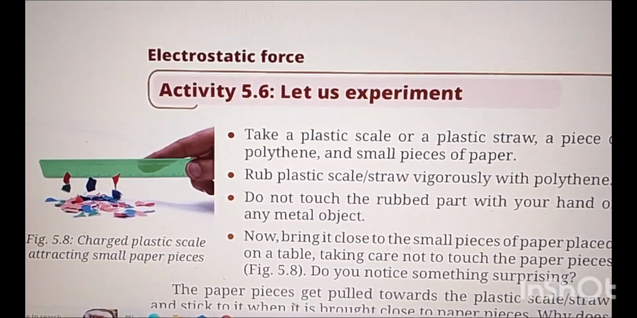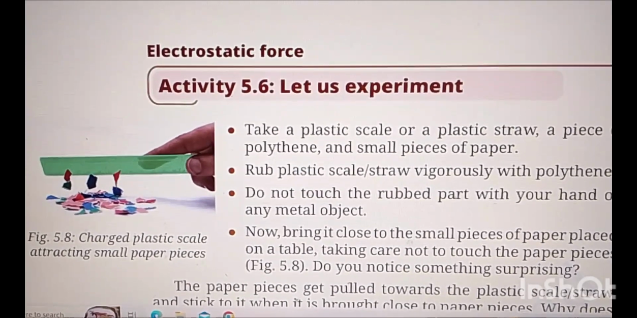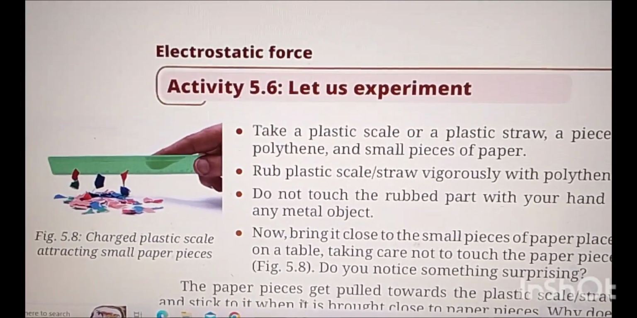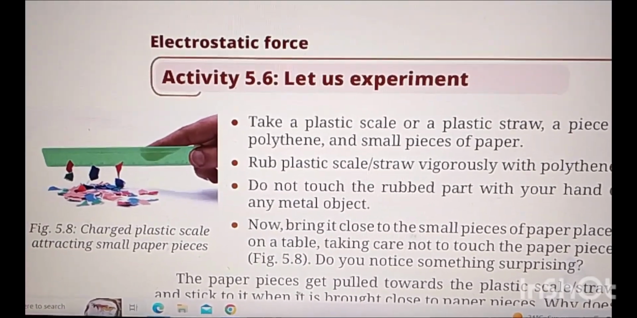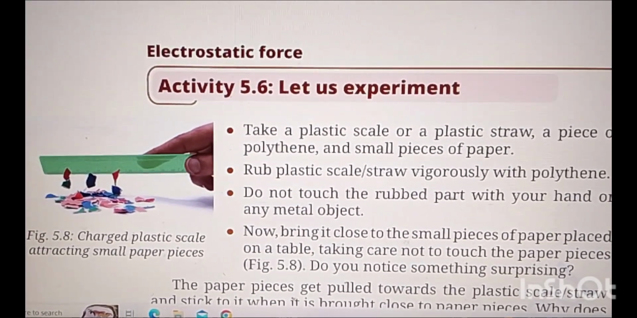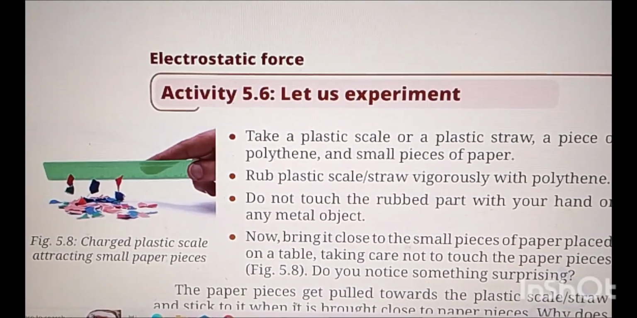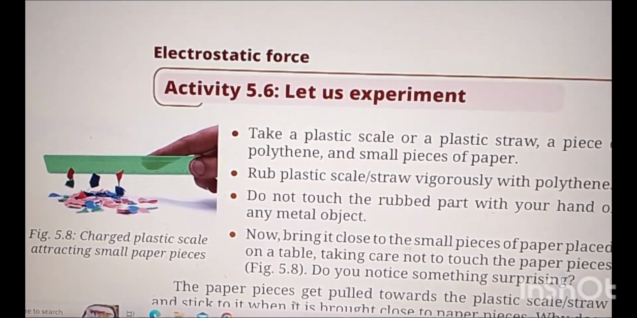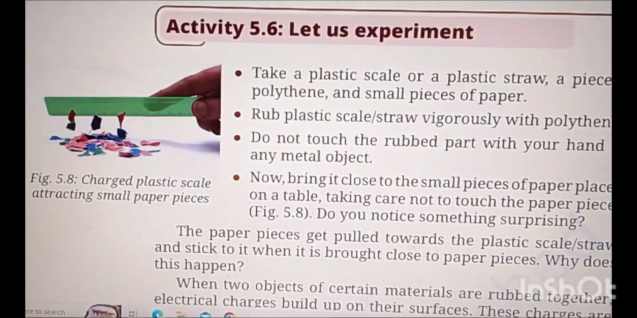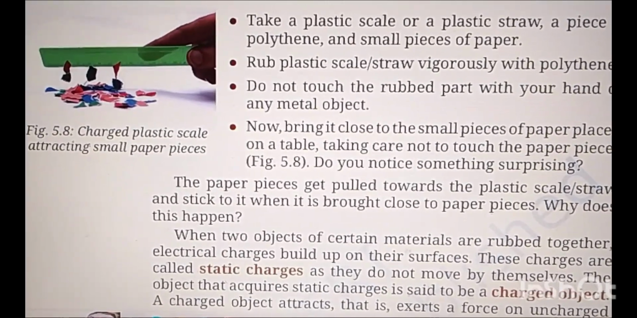This can be learned with the help of this example. We are taking a plastic scale. Here you can see a plastic scale is being taken. Then a polythene cloth, and small bits of paper. If we rub that scale onto that polythene cloth for some time, and later put the scale near these small bits of paper, we could see the bits of paper get attracted to the scale. When it is brought close to the paper pieces, it gets attracted.